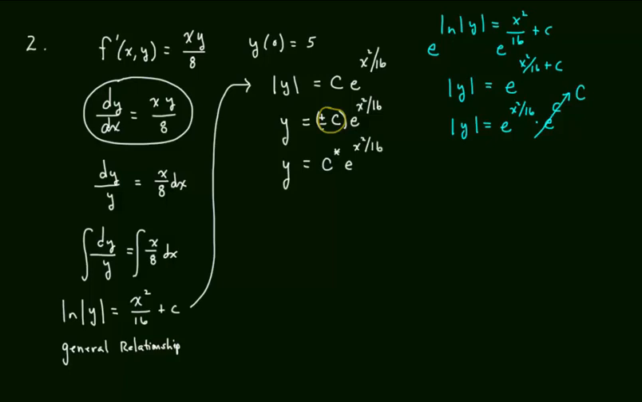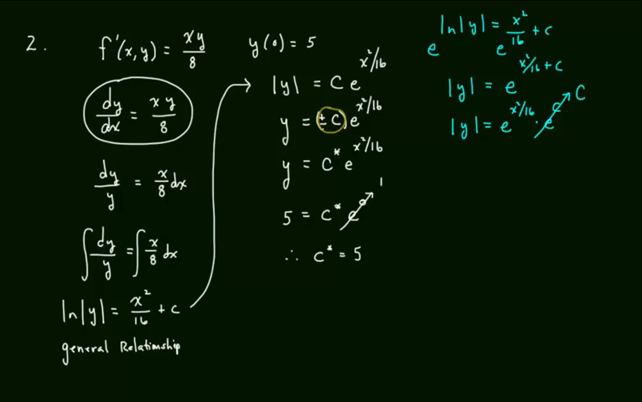So there we go. Now I have to use a condition, and it says that when x is equal to 0, y is equal to 5. So 5 equals c star e to the power of 0. Great. e to the power of 0, that's easy. e to the power of 0 is 1. So therefore, c star equals 5.